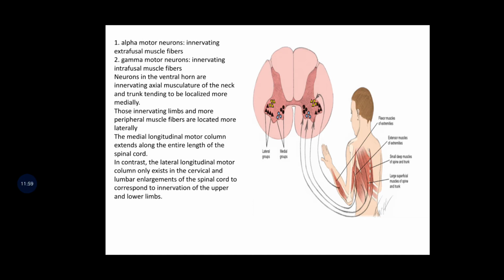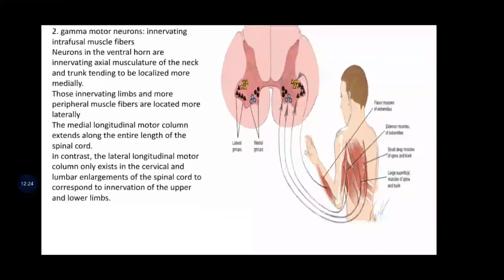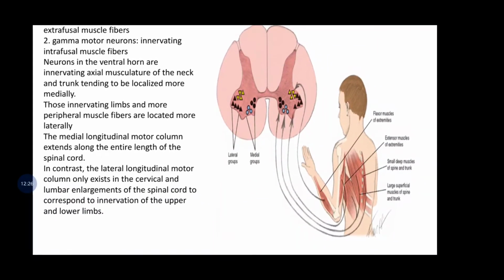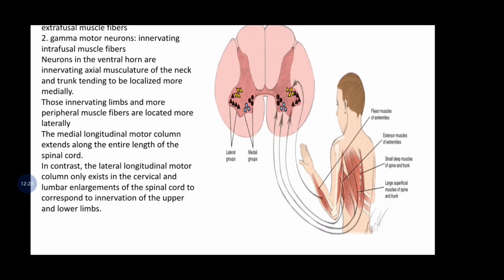So whatever innervates the peripheral portions, suppose your limbs, those neurons you will always find laterally. And the neurons that supply your trunk portion and the axial musculature, the middle portion of your body, are localized more medially. So just have a look at this diagram and follow the path of the neurons.